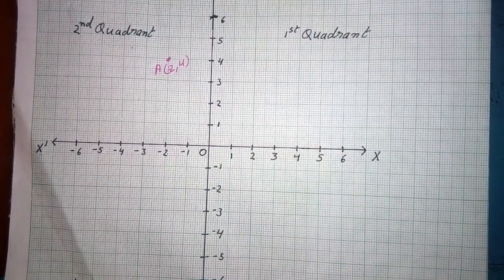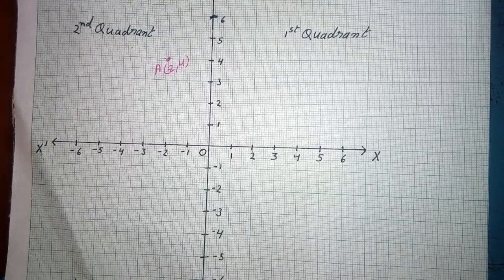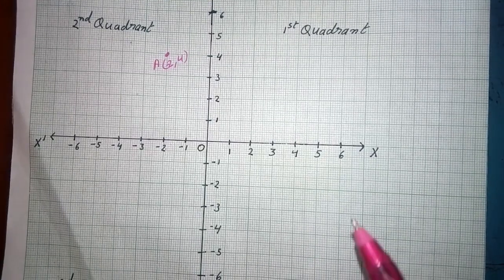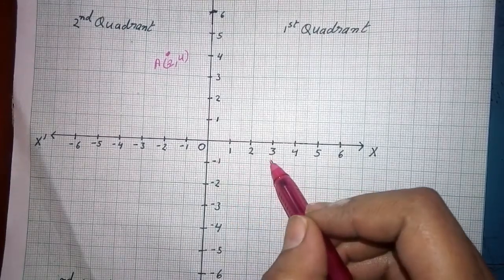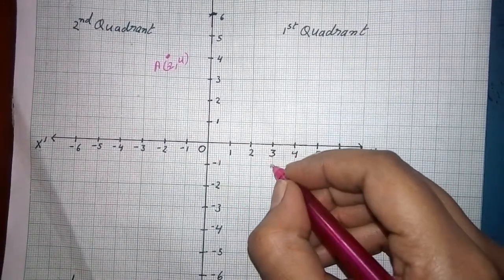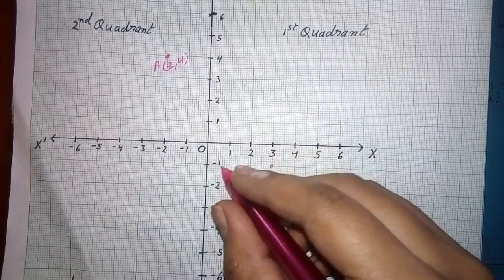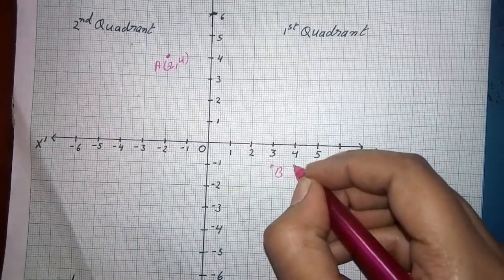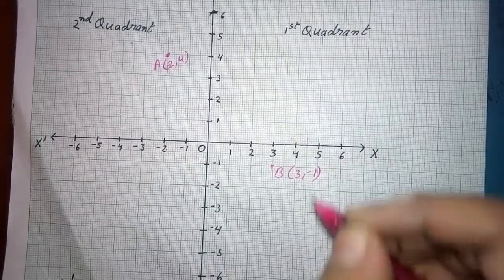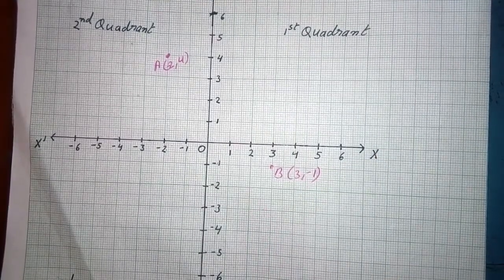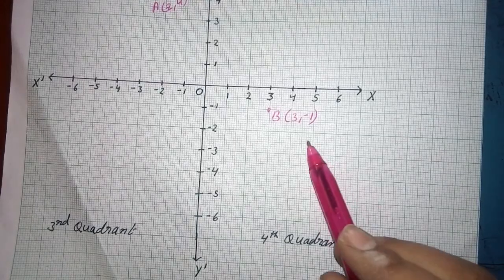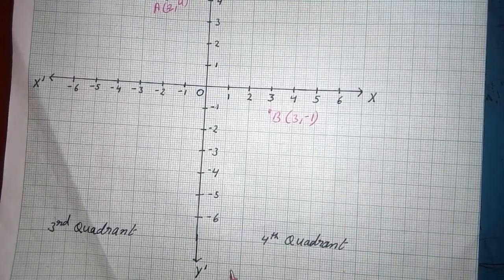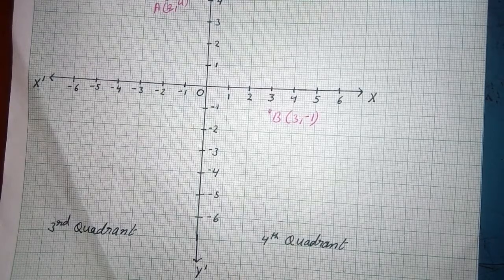Now the second point is (3, -1). 3 is positive and -1 is negative. So 3 is the abscissa, meaning from the x-axis, and -1 is the ordinate. So they will meet here. Point B, (3, -1). Okay. So in which quadrant do they lie? They lie in the fourth quadrant. Positive, negative, which I already explained to you in the introduction part.